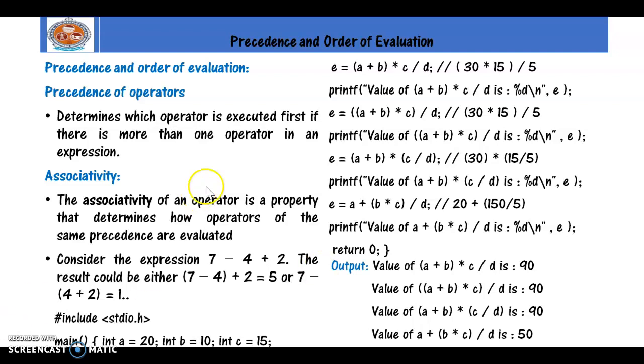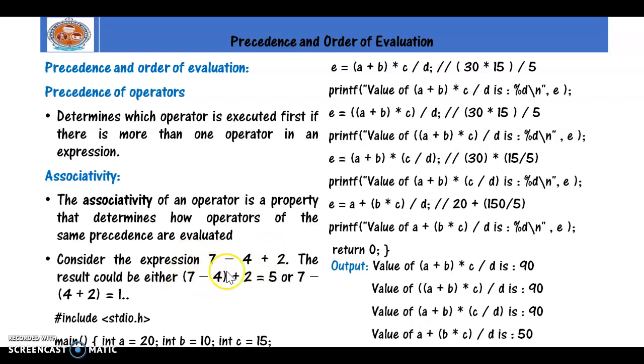Then what is meant by associativity? Precedence is nothing but a priority, and based on the priority, we will evaluate our expressions. If in your expression you have more than one operator, but the priority of both operators is the same, then how you evaluate such expressions is known as associativity. Here, if you observe, plus and minus have the same priority. So how can we evaluate these expressions?